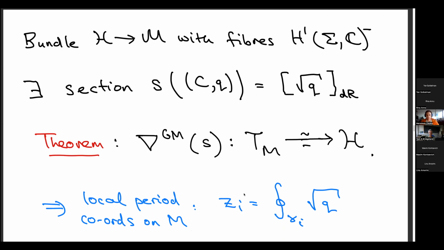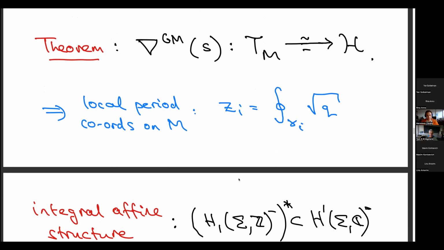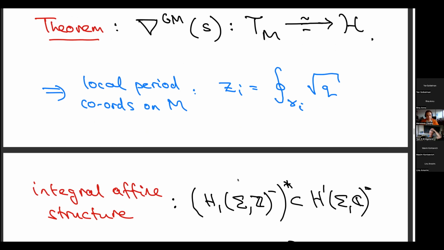Okay, so that's the existence of period coordinates. And under Heiden's isomorphism, of course, these period coordinates coincide with the central charge coordinates that you have on stability space. So these are exactly the z_i's we had before. And then we have this integral affine structure. Well, it's not very surprising. It's just because you have integral homologies.